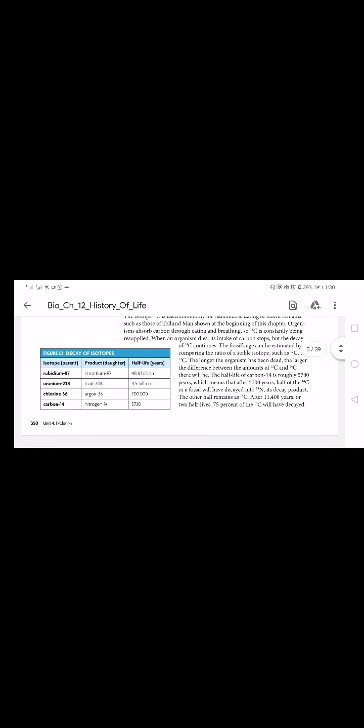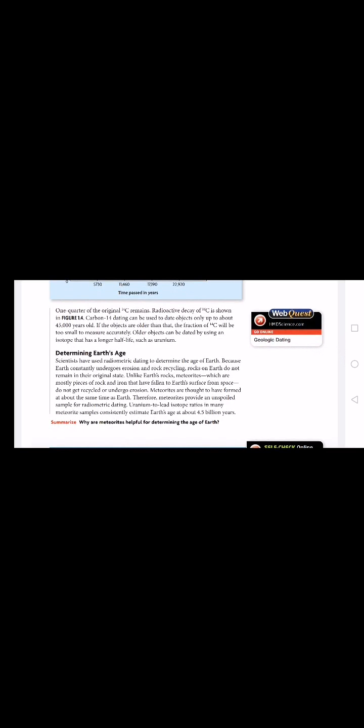مشان هيك as you see here we have other kind of isotopes that they can be used for longer time. فمثلا روبيديوم 87 بتحول لسترونتيوم 87 وهذا الهاف لايف تبعته 48.8 billion years. يورانيوم بتحول للليد هذا الهاف لايف تبعته 4.5 billion years. كلوراين 36 تحول لأرجون هذا بأخذ 300,000 year. وعندنا زي ما احنا درسنا بالأول الكربون. ففي كثير another type of isotopes that we can use.